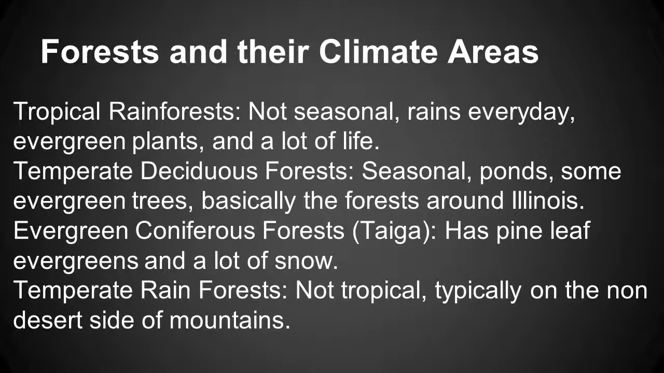The first subcategory is tropical rainforests. These are typically found near the equator and receive lots of precipitation, the most out of all forests. Tropical rainforests have a lot of biodiversity and are very productive.